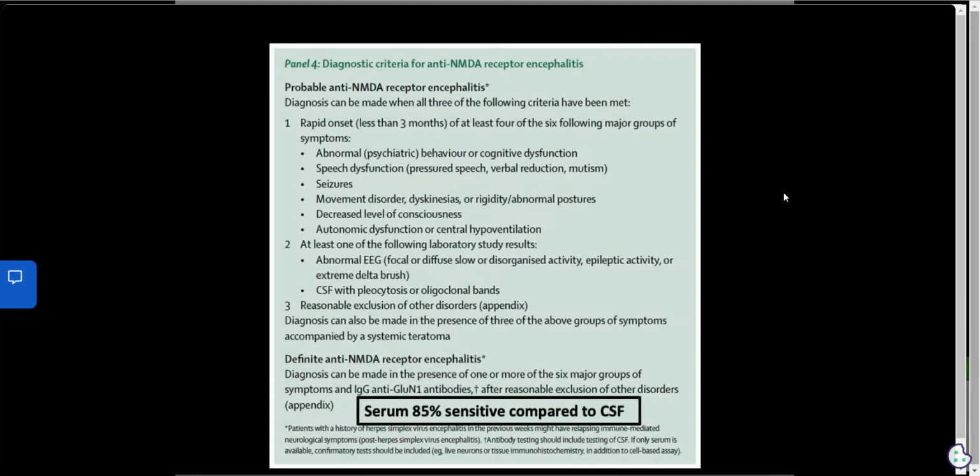And just to make another point in terms of what fluids to send in order to test for anti-NMDA receptor antibodies, serum is certainly easier than CSF, but in most cases where you have a high suspicion of the diagnosis, both should be sent. Overall, it appears that serum is about 85% sensitive compared to CSF.